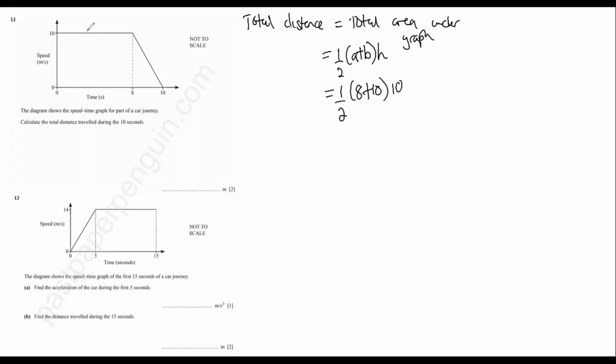So this A and B are what we call our parallel sides that I've marked here. A is 8, from here to here, the shorter side. And B is from 0 to 10. That's why I said 8 plus 10, right? And then the height is from 0 up to 10. So what will be the total area? 18 by 5 is 90. So the total distance is 90 meters. Okay. Thank you, Brad.